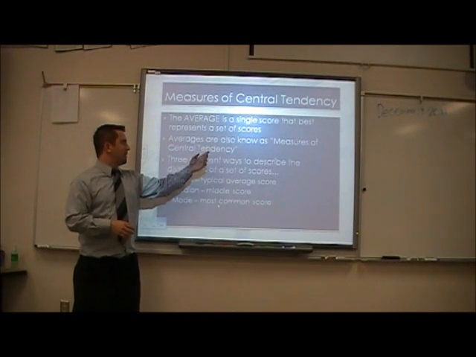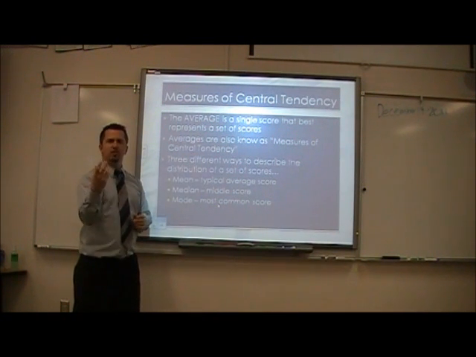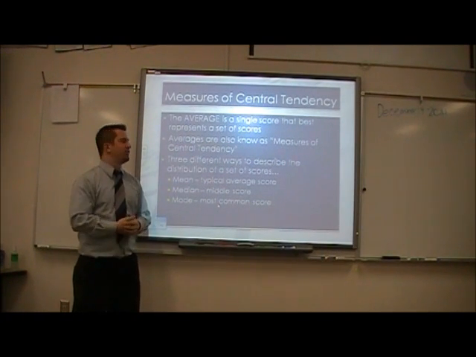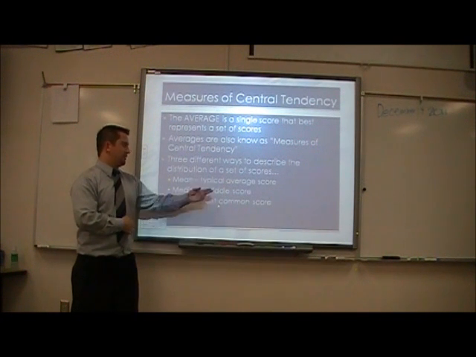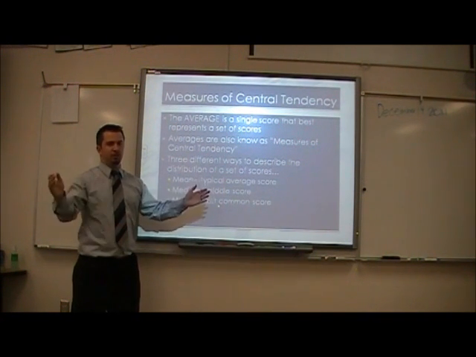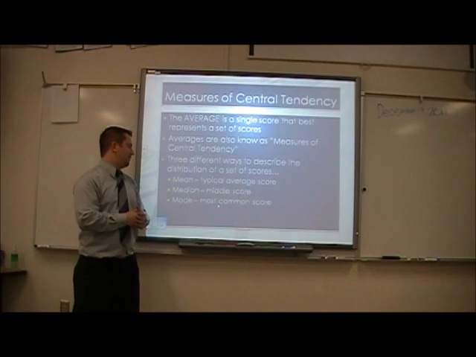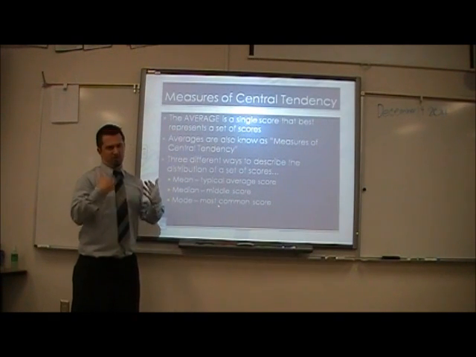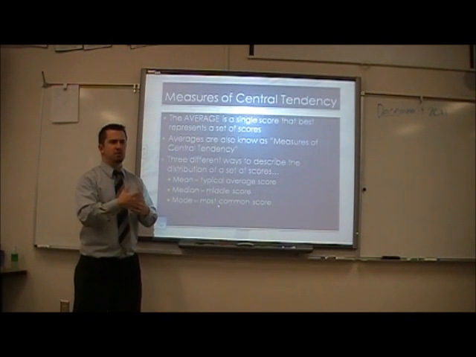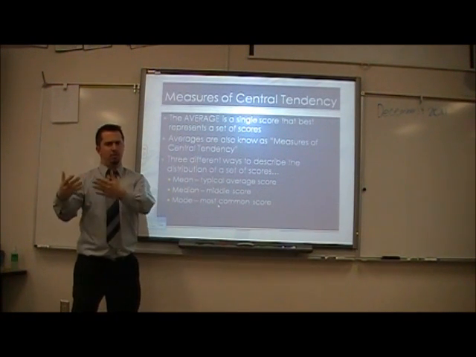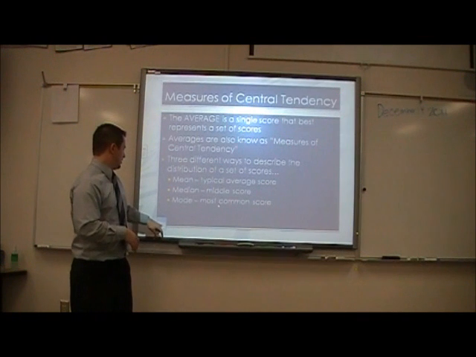Average is also known as a measure of central tendency. It's what's going on in the center of that data set. The center of my class is right about a 75%. Three different ways to describe distribution: mean, median, and mode. Mean is typically the average score. The median is the middle, so if we line them up from least to greatest, it's the one directly in the middle. Last one is mode. It's the one that shows up the most. What score typically shows up for the most number of your kids. That's the best way to think of it.